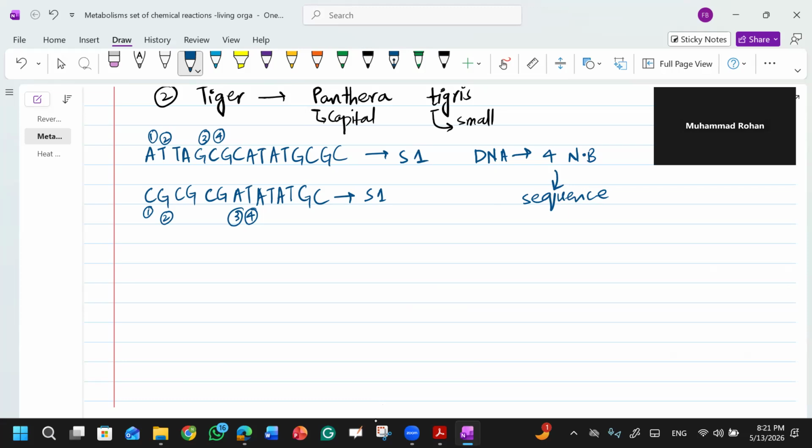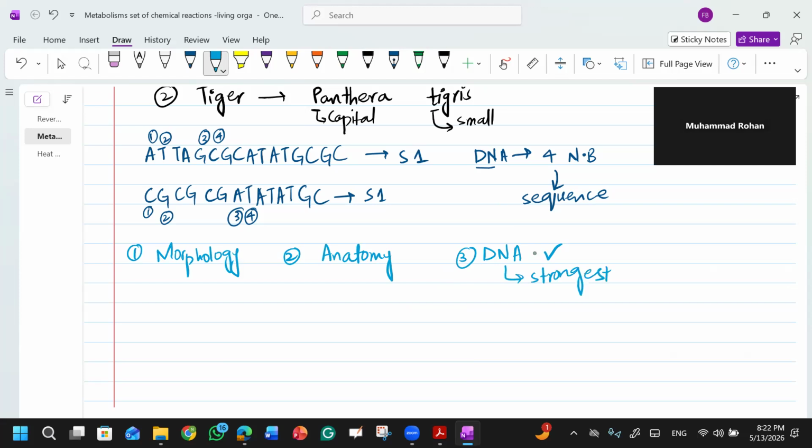And how did people explore on the basis of DNA? Okay, so the initial information, the first evidence, was morphology. On the basis of morphology, they classified the organisms. Then second, anatomy. Then on the basis of DNA. And DNA, which one is the strongest evidence? This DNA is the strongest evidence to classify the species. Okay. It is the strongest evidence.